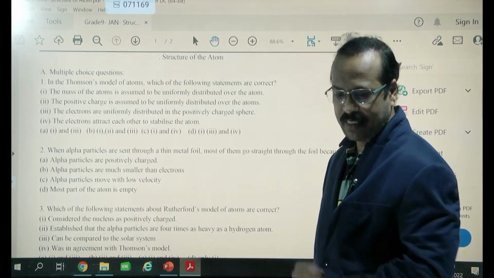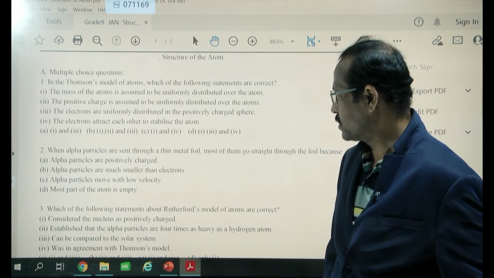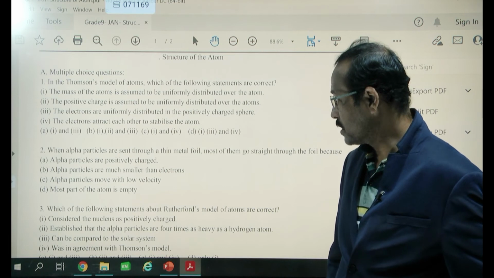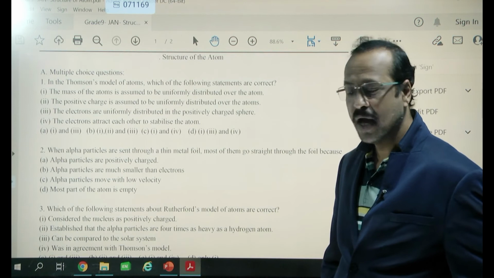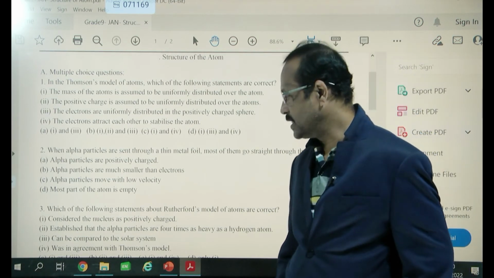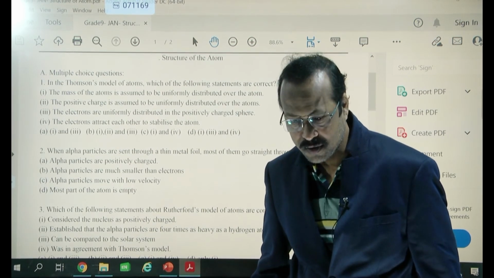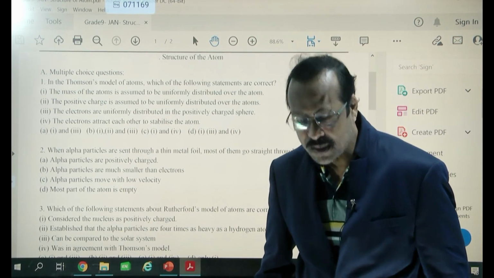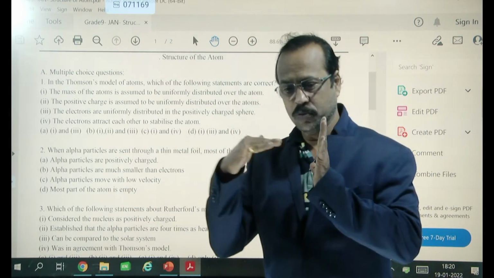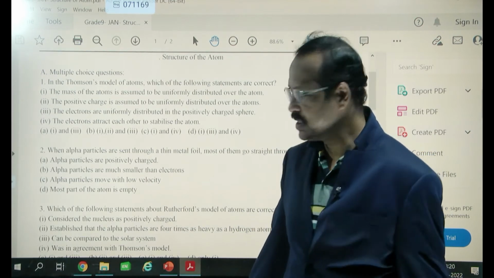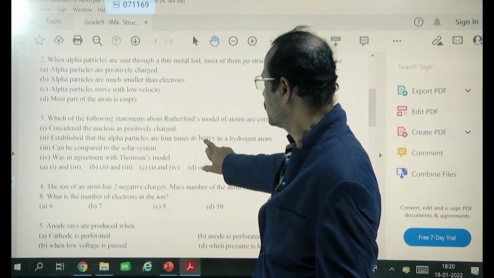Now, what might be the reason here? Four options are there: A, B, C, D. First option, alpha particles are positively charged. Alpha particles are much smaller than electrons. Alpha particles move with low velocity, and most of the atom is empty. Which is the right answer? Yes, D is the right answer. Most part of the atom is empty, so most of the alpha particles pass through the gold foil. Very good. Then go to the third question.